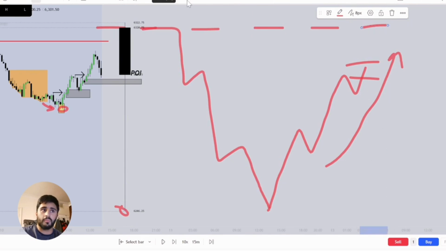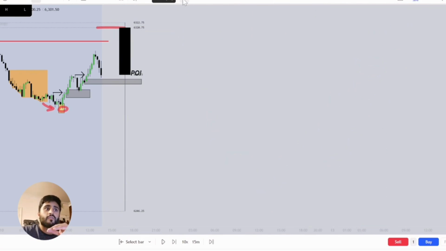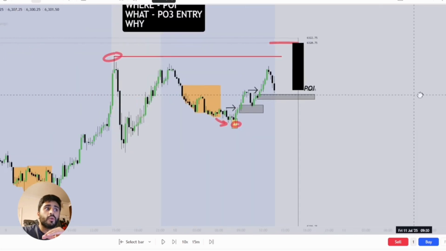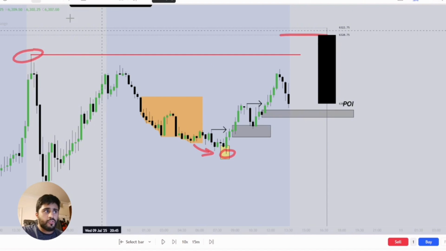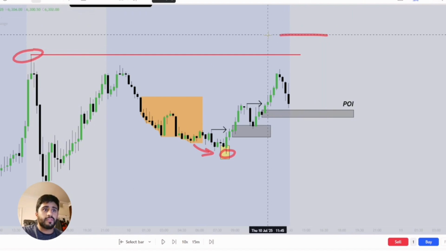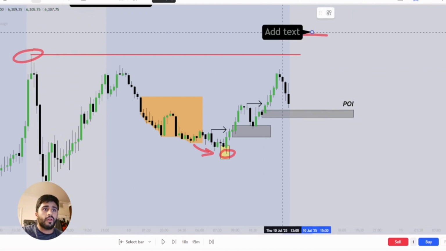Weekly opening price, which is up here. So this is important to understand, right? If you're below the weekly opening price, you want to be looking for buys. And so that is the framework of this trade. So I'm just going to get rid of the PO3 and keep the line. So that is the weekly opening price. I'm just going to label that.